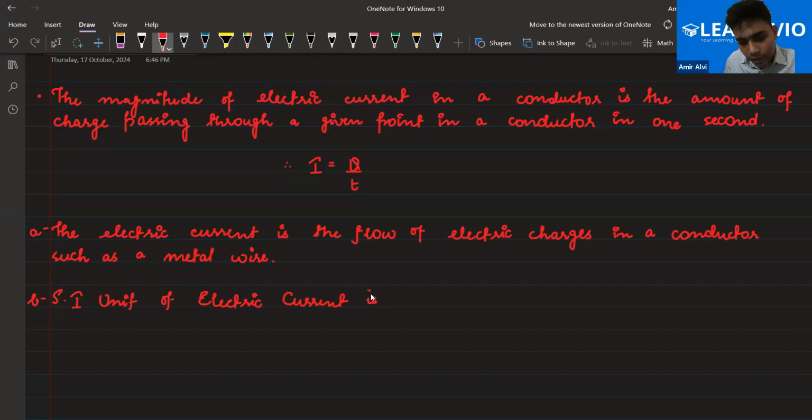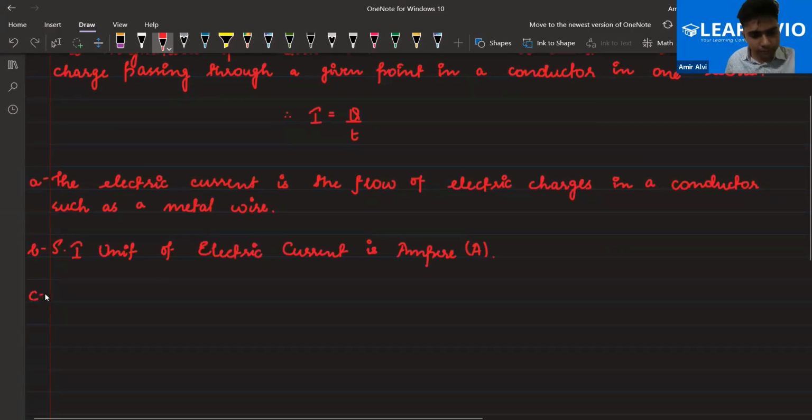The unit of electric current is ampere. Okay. Am I clear to all of you? Now, C point. Okay, so now let me define one thing.